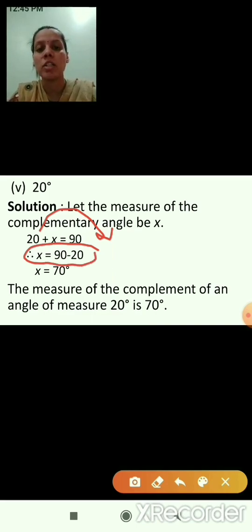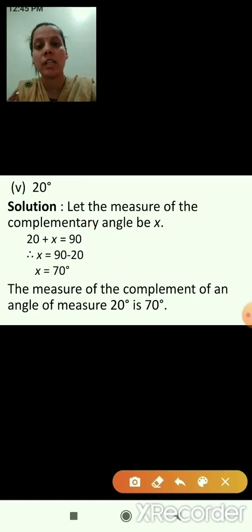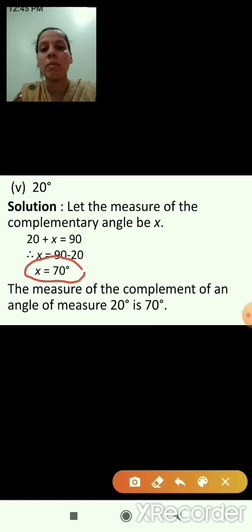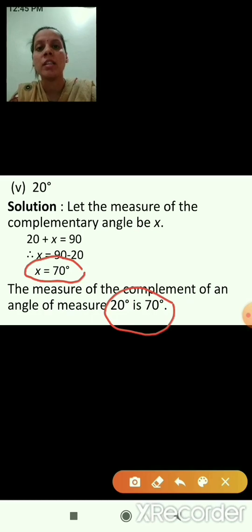So 90 minus 20 is what? 90 minus 20 is 70. So what is the answer? x is equal to 70 degree. So the measure of the complement of an angle of measure 20 degree is 70 degree. 20 plus 70 is 90. So they are complementary angles. I hope you are clear.